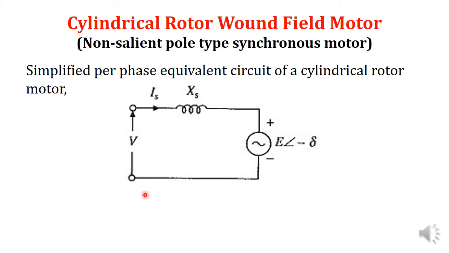Let us consider the simplified per phase equivalent circuit of a cylindrical rotor motor. Here we can see that V is the stator input voltage, Is is the stator current, Xs is the synchronous reactance, and E is the excitation voltage.